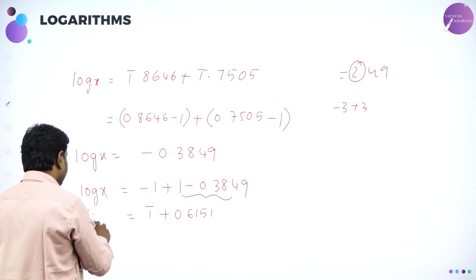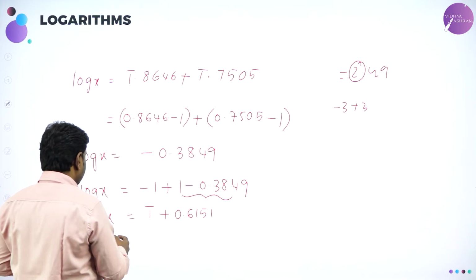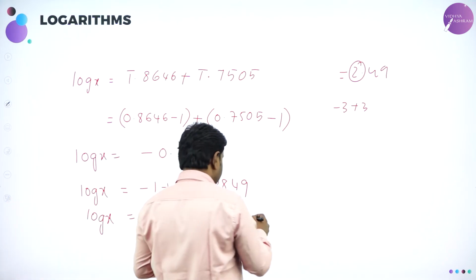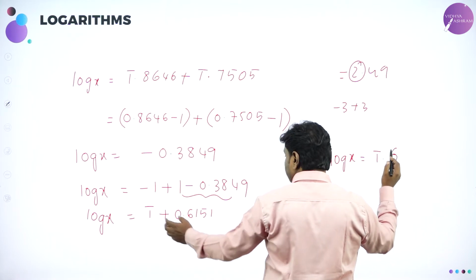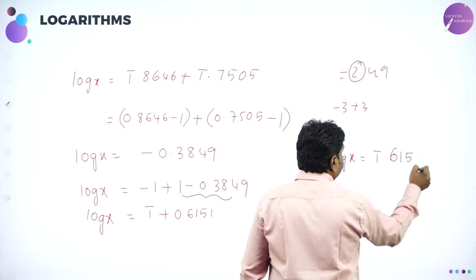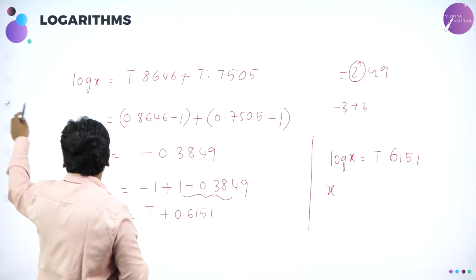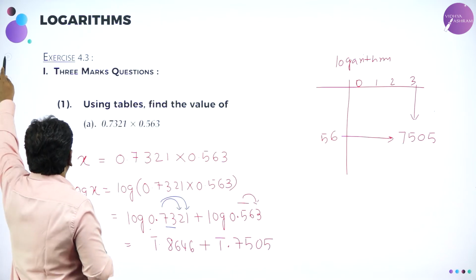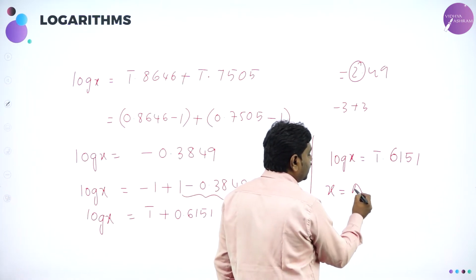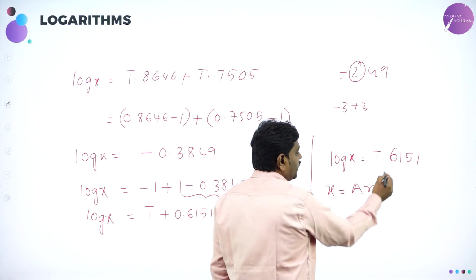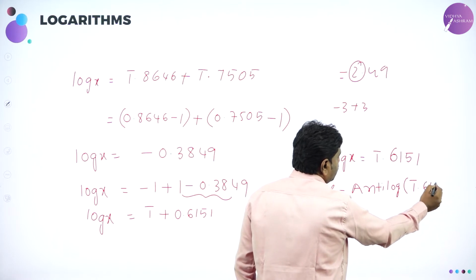Now this is log x. Now bar 1 means we can write log x as bar 1.6151. Now x you need. See, our question is x. If you refer the question, the given part I took it as x. So x is equal to, if log goes that side, it will become anti-log. If you want to remove log, right side you should apply anti-log. Simple. Anti-log of bar 1.6151.